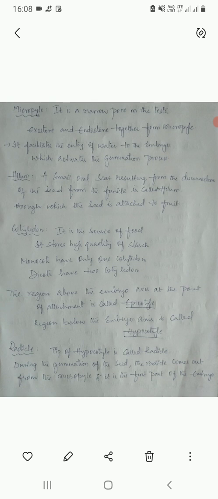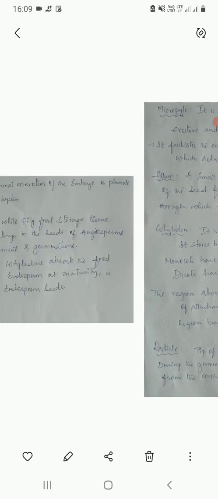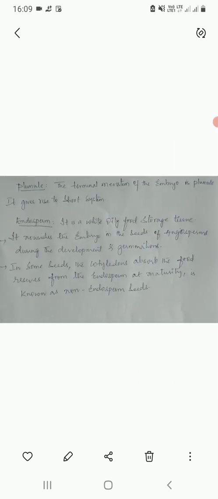And moving to the next part, that is radicle. The tip of the hypocotyl is called radicle. During the germination of the seed, what happens? The finger-like projection which we observe during the germination process is nothing but the radicle. This is the first part which comes out of the embryo. It comes out through the small opening called micropyle. Right. And finally we have plumule and endosperm.